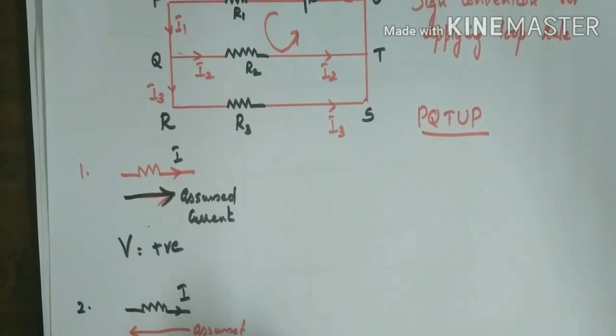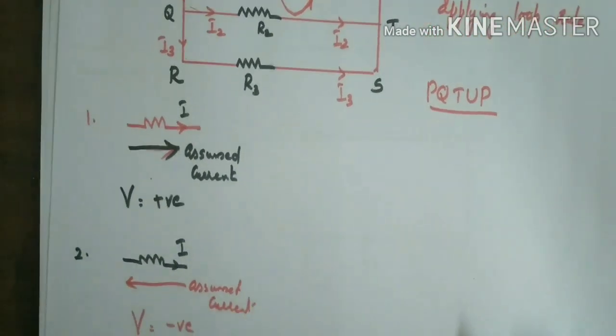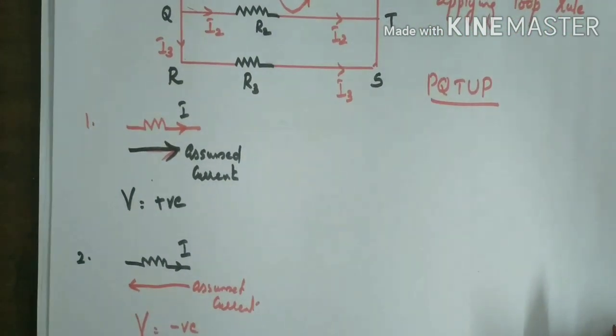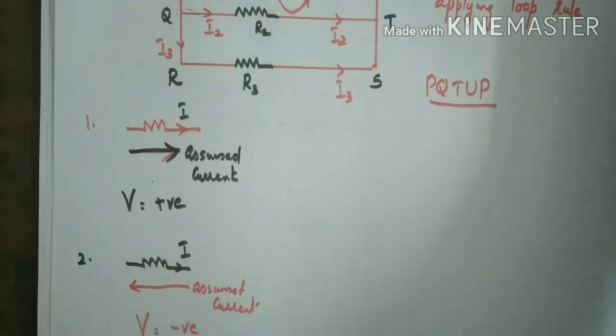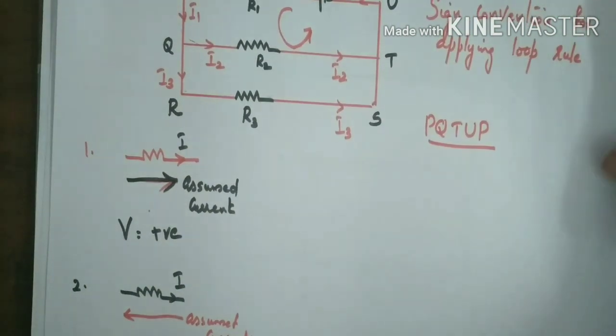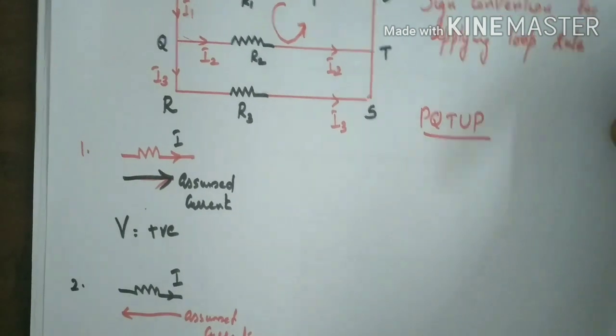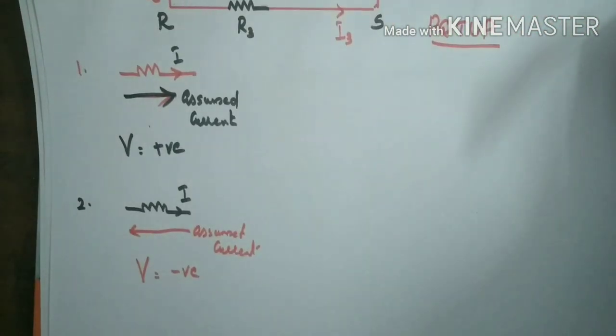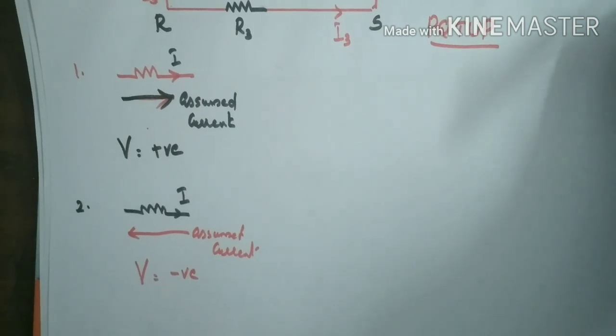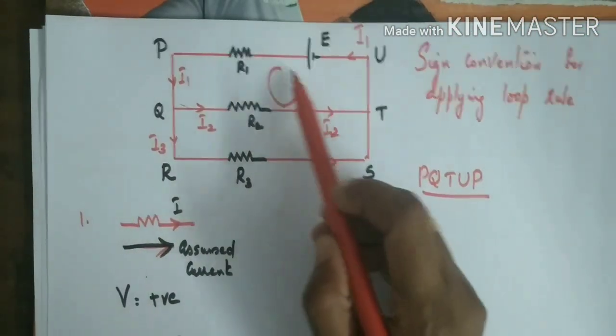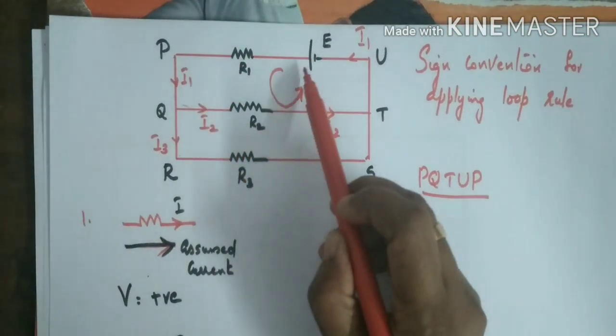Then its potential difference is taken as negative. Okay, so this is the first sign convention. If the assumed direction and the original direction are the same, then its potential difference is taken as positive, and if the assumed direction and original direction are opposite, then its potential difference is taken as negative, like this.